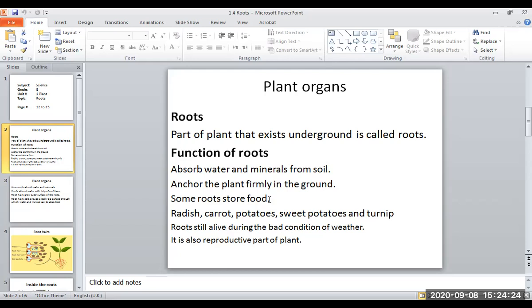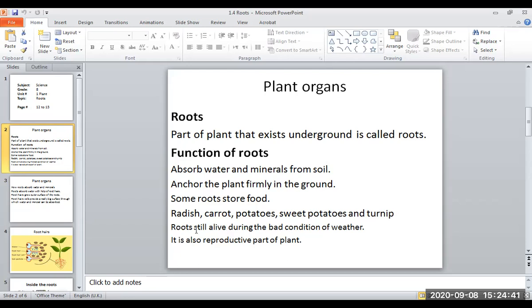For example, we eat radish. Radish is a root. Carrot is also a root. And potatoes are also roots. Sweet potatoes and turnips are all kinds of roots, and they store food for us.